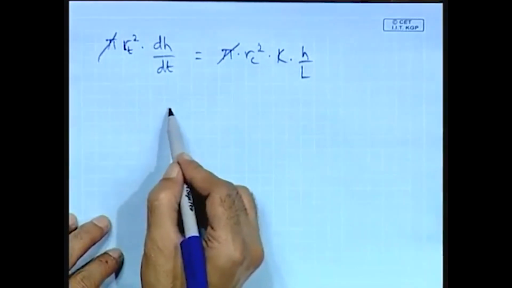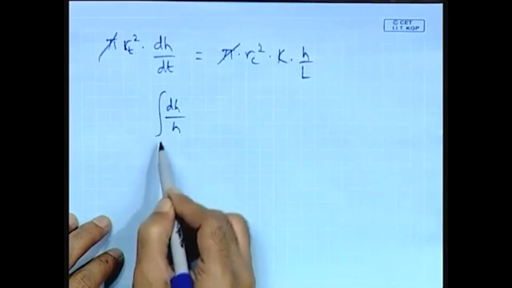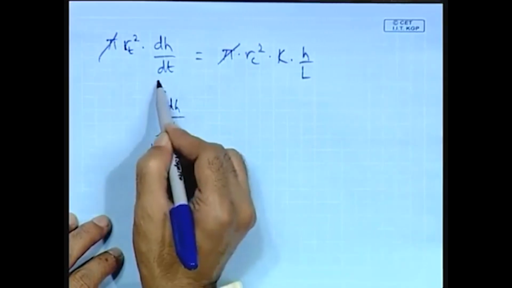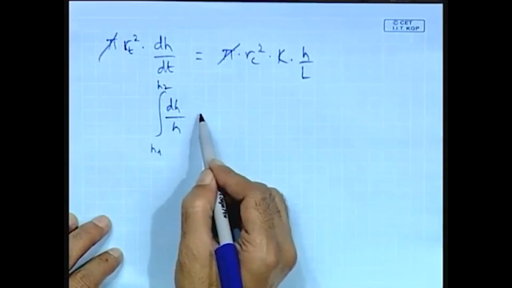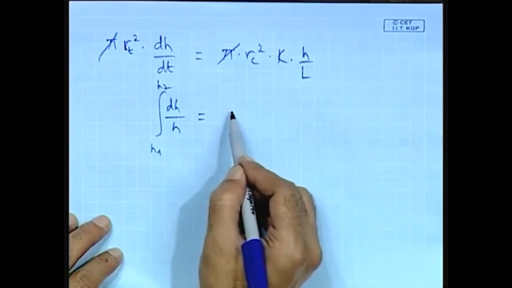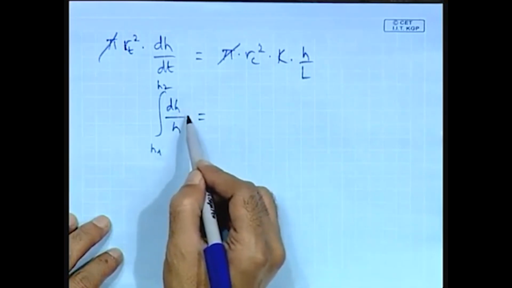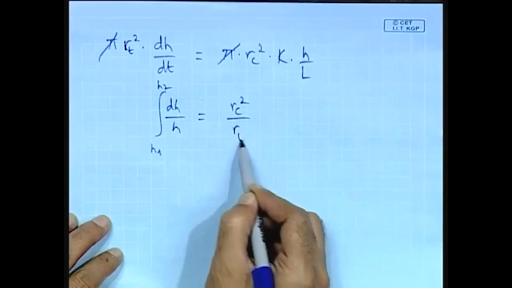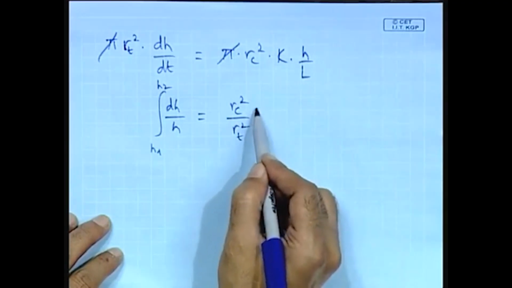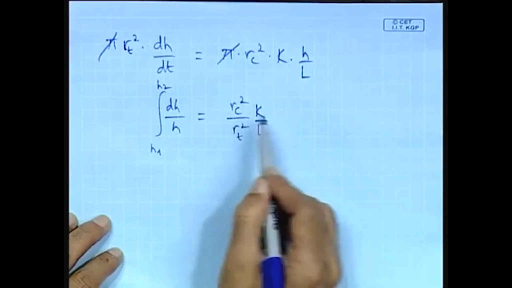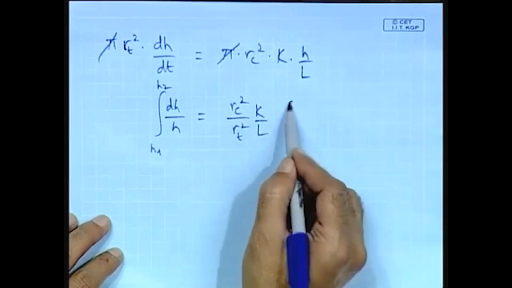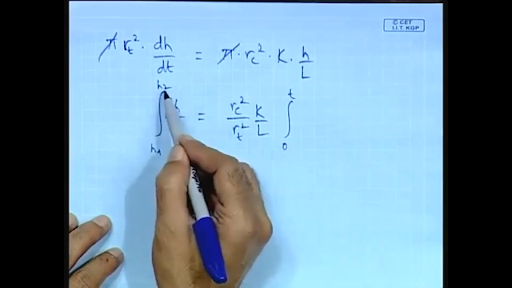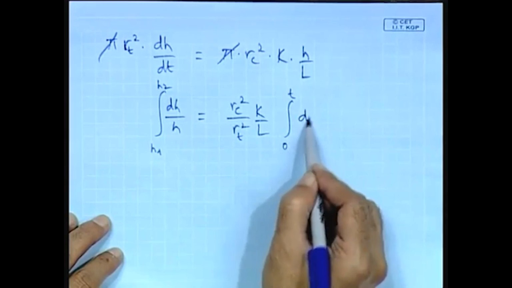So, therefore, here we can write this as dH by H with the limits from the initial limit of H1 to the final limit of H2 is equal to dH by H. And of course, if you want, you can keep this RC square by RT square, which is a constant, outside, into K by L. So all this will be outside the integral sign, and there will be a definite integral: when h is equal to h1, time is equal to 0, and when h is equal to h2, the time is equal to t. And here, this is dt.